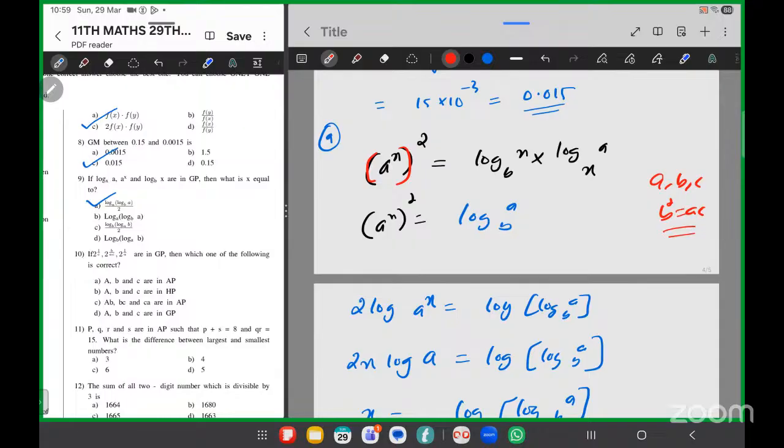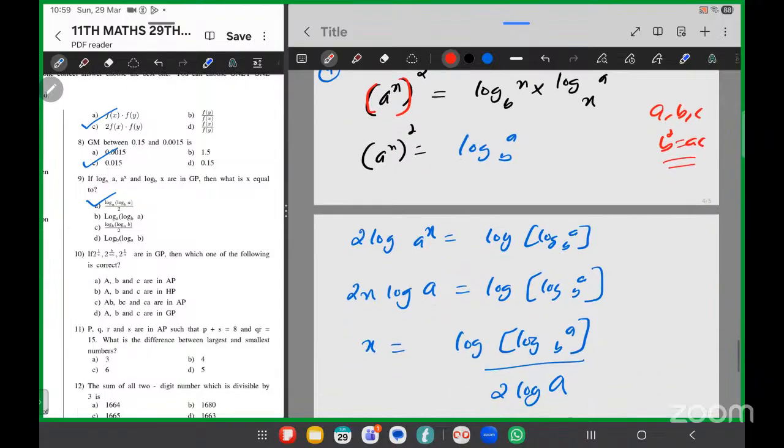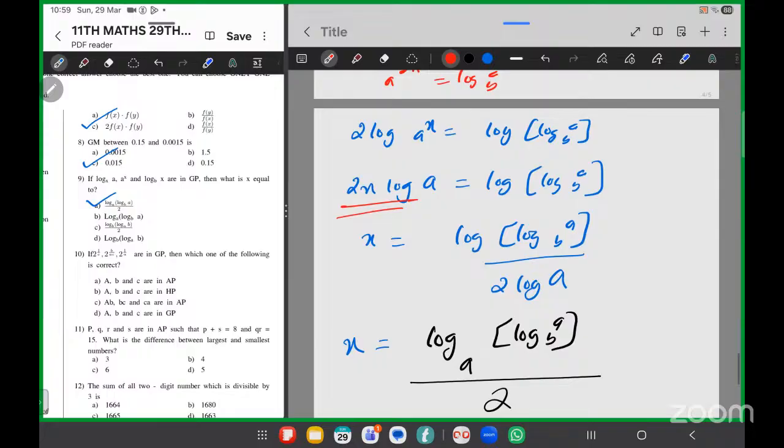So log a to the base b, and if you apply log on both sides, this can be written as a raised to 2x equal to log a to the base b. So 2x log a equal to log of log a to the base b. So x can be written as log of log a to the base b divided by 2 log a. By using base changing rule, I can write. So option A is the correct one.